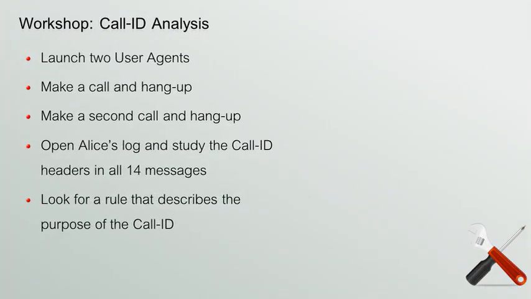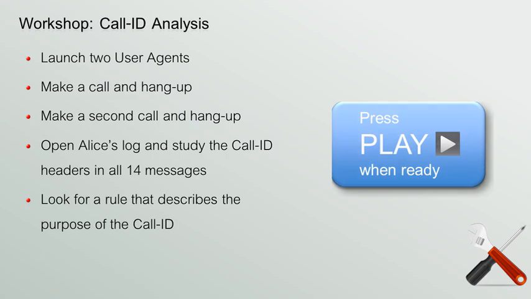In fact, if you have your user agents handy, why not fire them up and make two calls of your own? Open Alice's log and take a look at the Call ID headers for yourself. While you're at it, look for a rule that describes the purpose of the Call ID. Go ahead and press play when you're ready and we'll discuss our findings together.